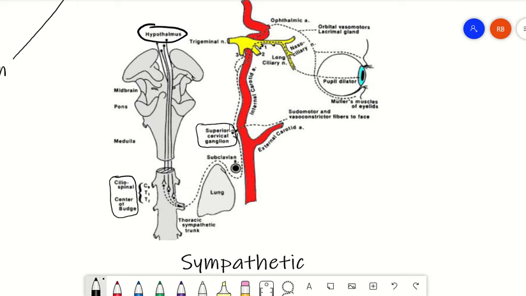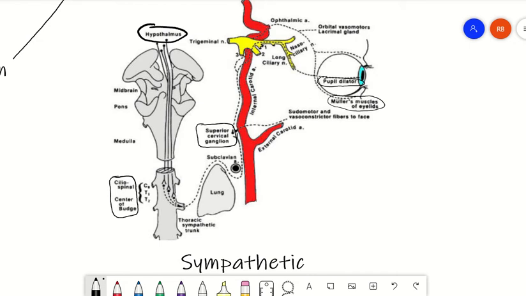And then the third order neuron ascends and follows the internal carotid artery in the carotid plexus, enters the nasociliary nerve and long ciliary nerve, and that innervates the pupil dilator, and also the Muller's muscle of the eyelid.